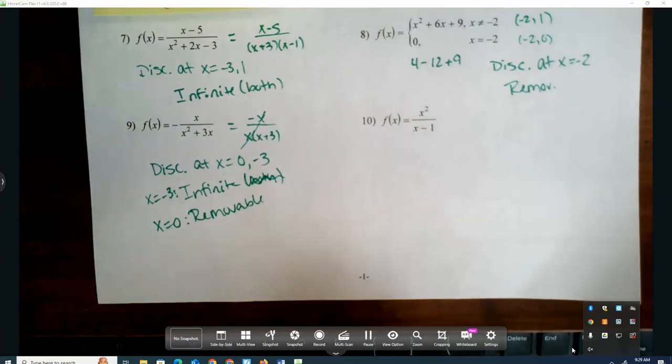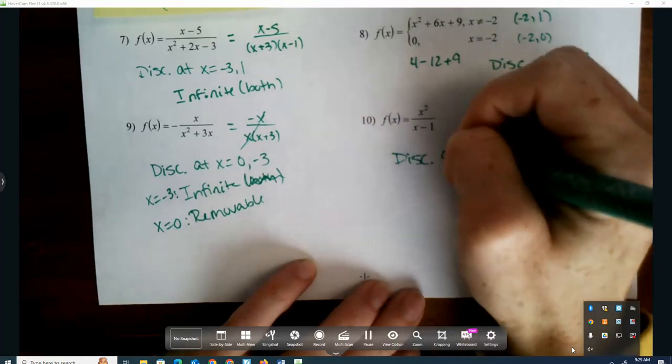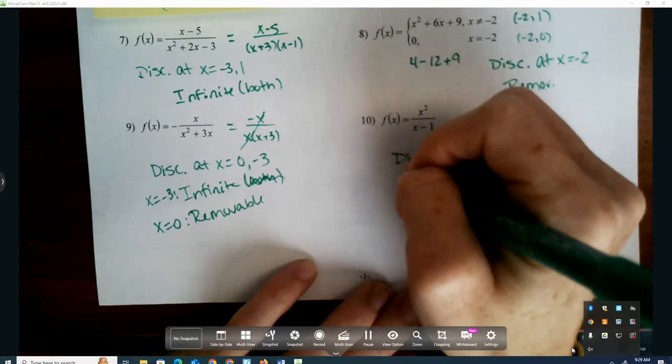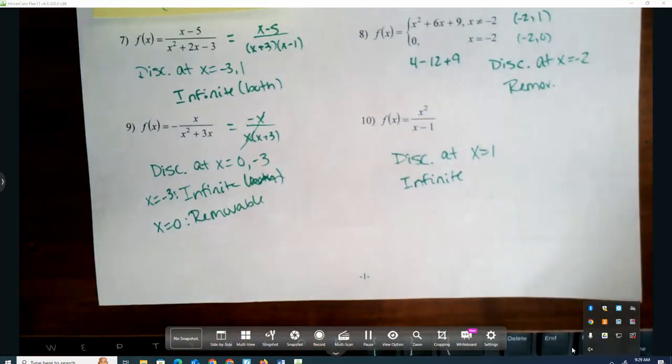All right, last one. Where is it discontinuous? What type? Because it would be a vertical asymptote. It's almost like if it can be removed from the situation, it's removable. Yes. And removable ones can always be fixed if we just add another point on our graph.